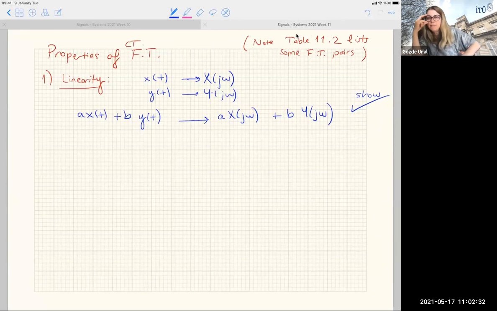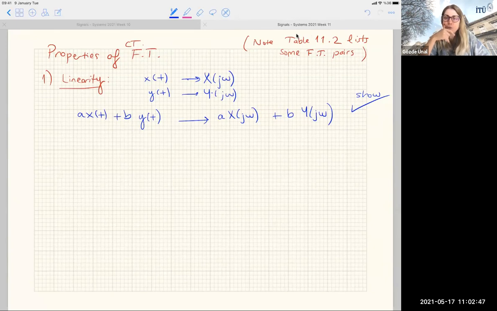Let me tease. So guys, now we covered Fourier transform pairs, and table 11.2 in the SP first textbook lists some of the Fourier transform pairs. Now we continue with properties of the continuous time Fourier transform.